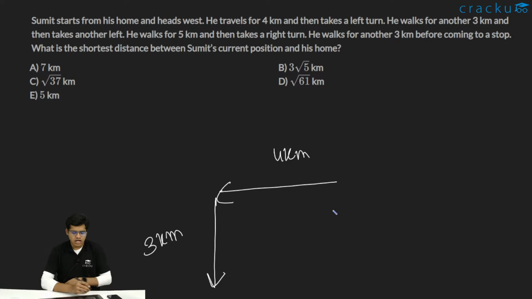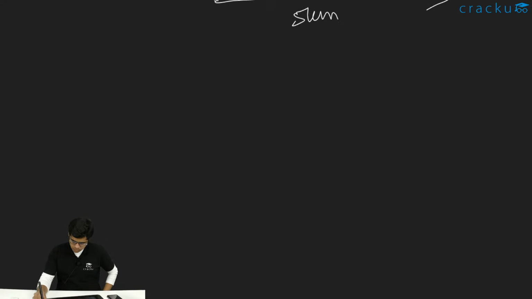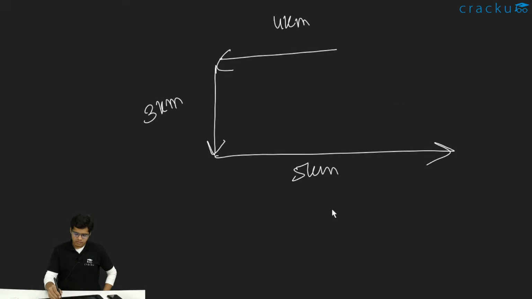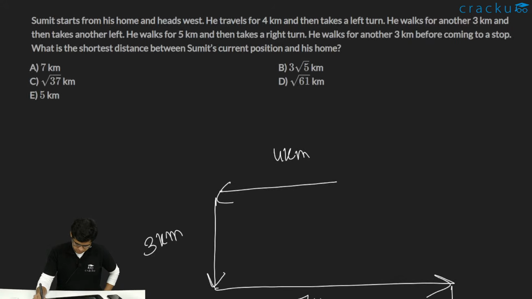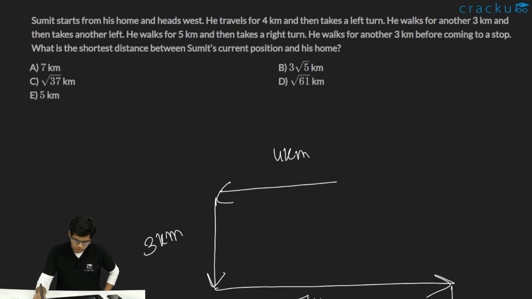And then takes another left, means after left, now he will move in this direction. And he walks for 5 kilometers. Okay. And then takes a right turn, means right turn means now he will again go down. And here he walks for another 3 kilometers. Fine. Coming to a stop. What is the shortest distance between Sumit's current position and his home?